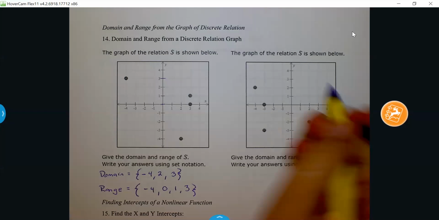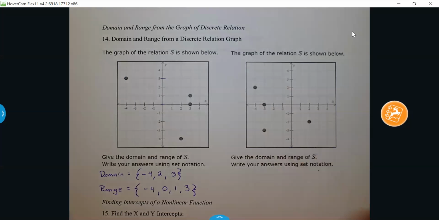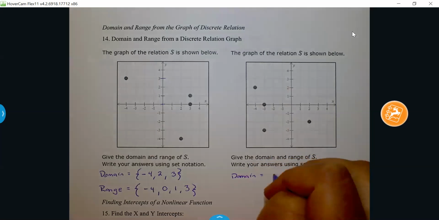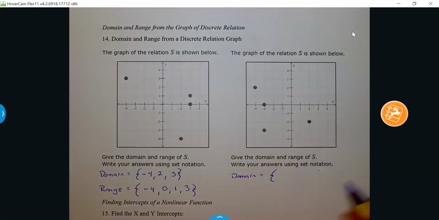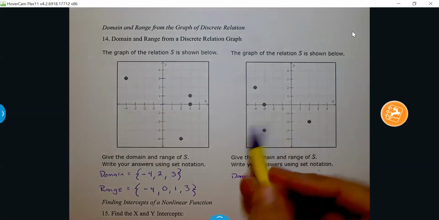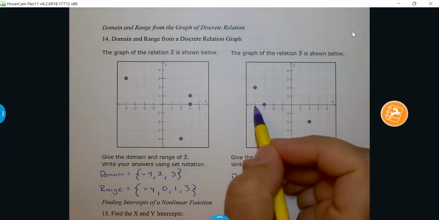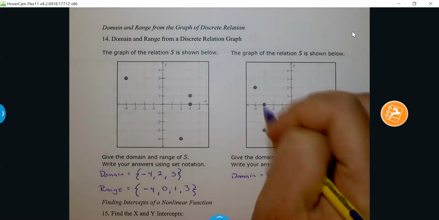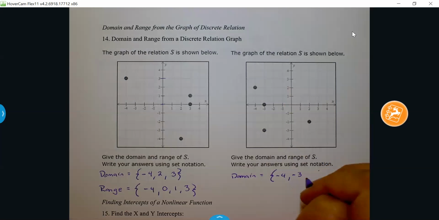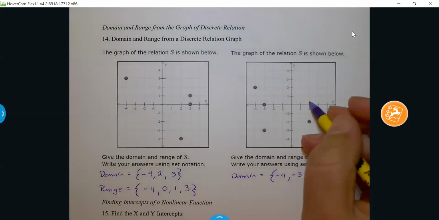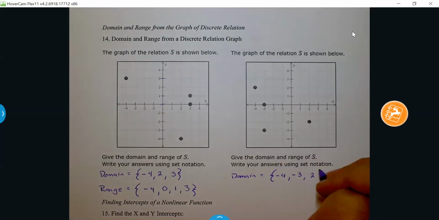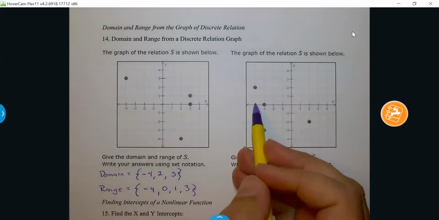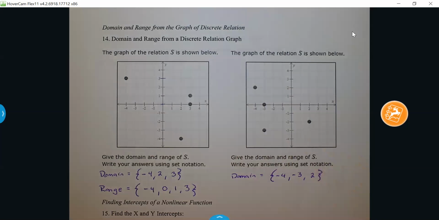Same thing in our next problem. We have a different graph that shows a relation S. So our domain, we put a curly bracket out for that set notation. We start with our lowest x value. So here we have an x value of -4. Then we have two x values of -3. We only have to write it once. And then we have an x value of 2. So it's very important here that we start from our lowest and end with our highest.